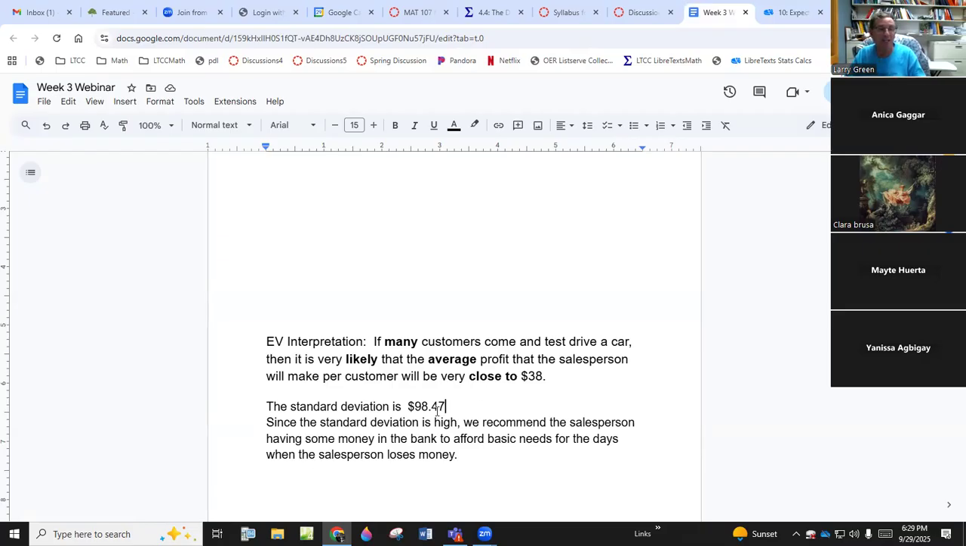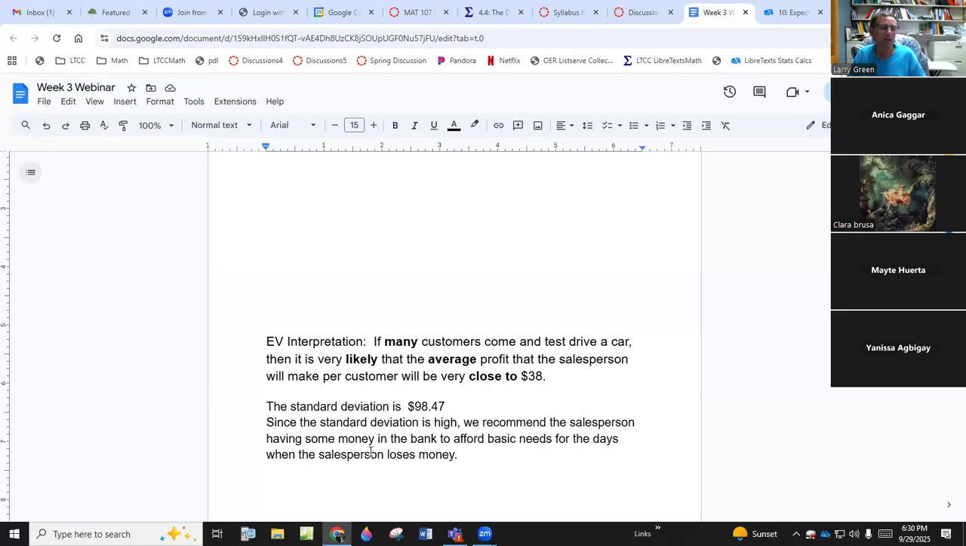Standard deviation's high. There's going to be some days where the salesperson doesn't make any money. And because of that, and this is about strategy in terms of your own finances, if that's what your job is, you've got to make sure you have money in the bank. Otherwise, you may not be able to eat tomorrow because you might have a day that you don't make any money. Do you see that? And then you'll have days that you make lots of money. Because for each customer there's a standard deviation, for some customers you actually have to give them money or give them a present that costs you $10.